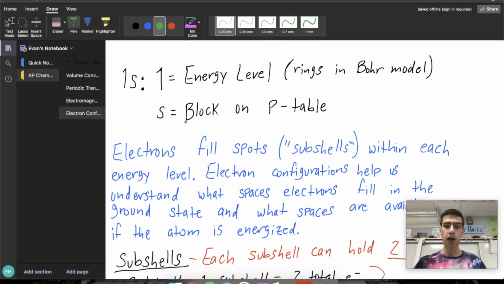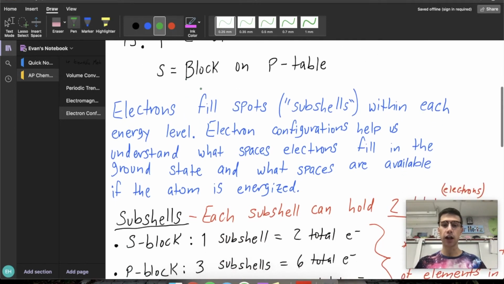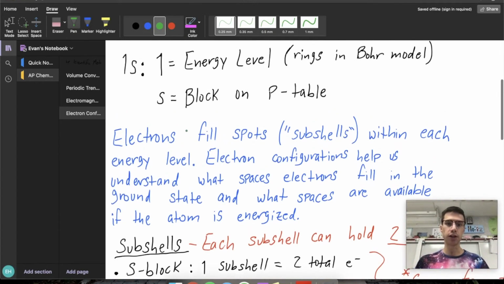Electron configurations help us understand what spaces electrons fill in the ground state and what spaces are available if the atom is energized. Okay, so we've talked about what happens when atoms absorb energy and what those electrons can do in terms of jumping up and down different energy levels, depending on how much energy is absorbed and how much energy is being released. So let's take a look at what we mean by subshells and energy levels on the periodic table.